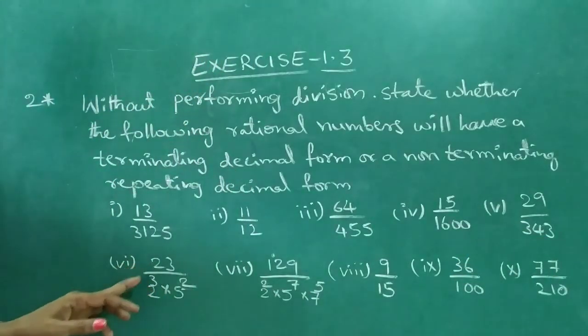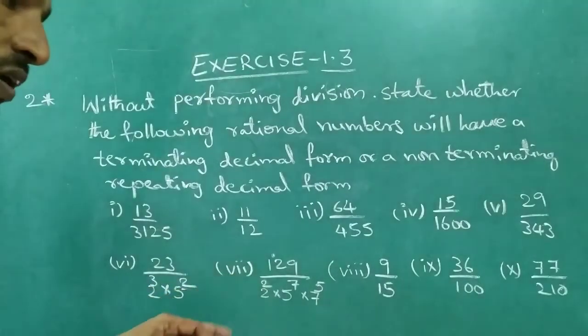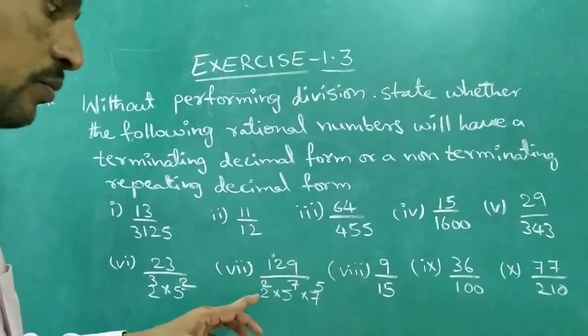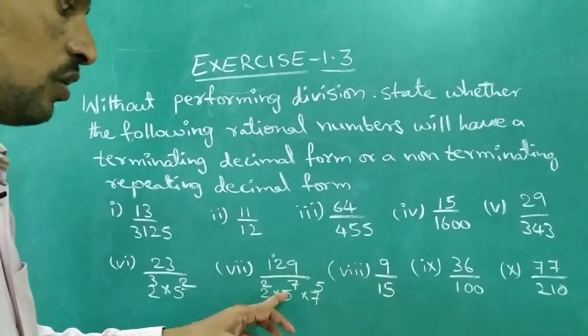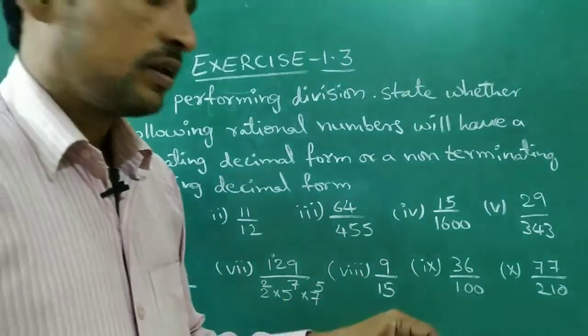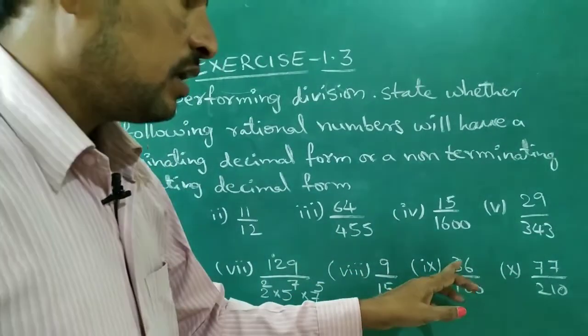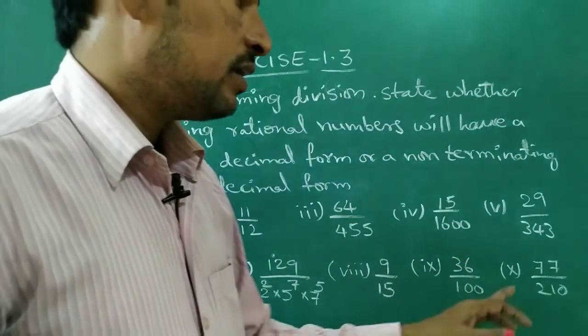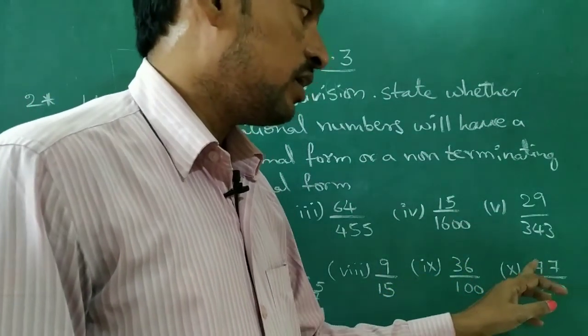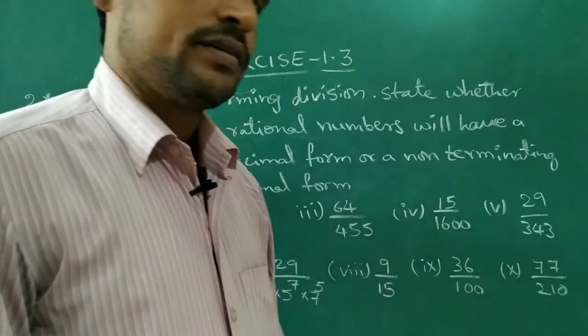Sixth one 23 by 2 cube into 5 square. Seventh one 129 by 2 square into 5 power 7 into 7 power 5. Eighth one 9 by 15. Ninth one 36 by 100. Tenth one 77 by 210.